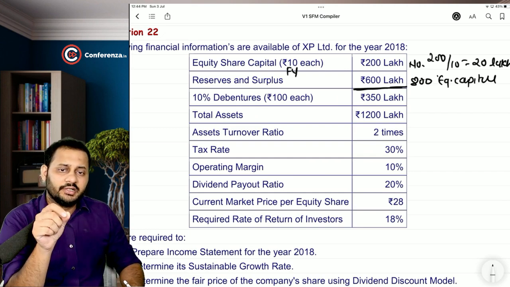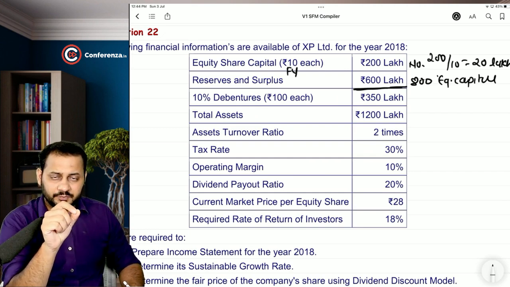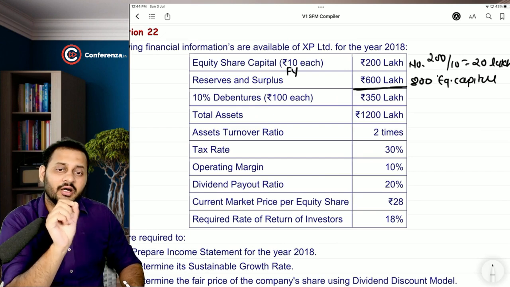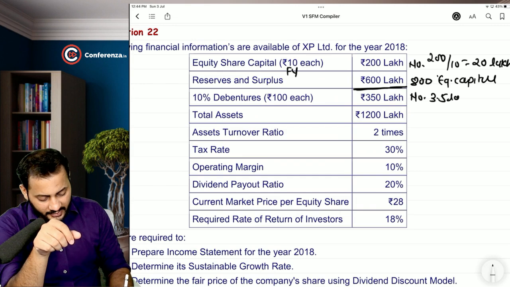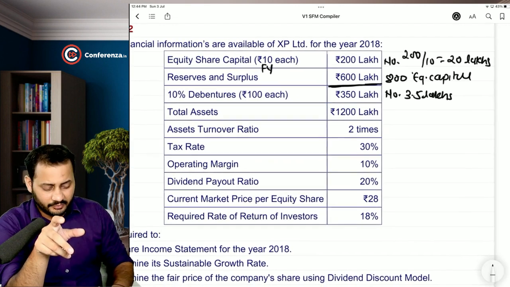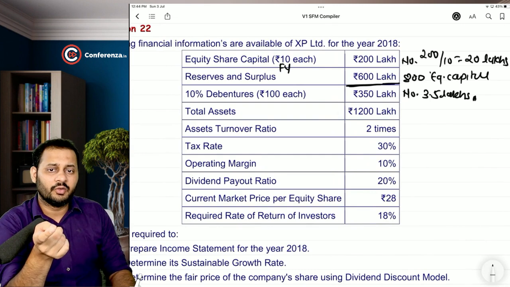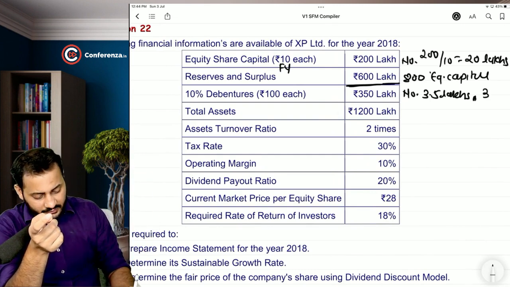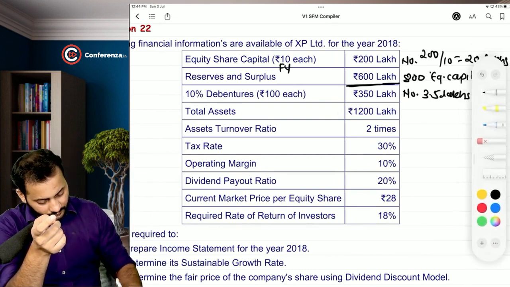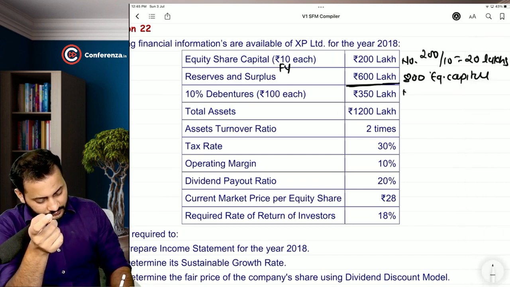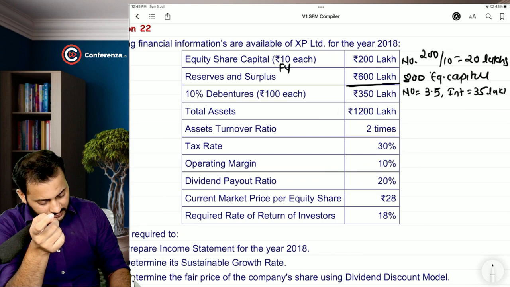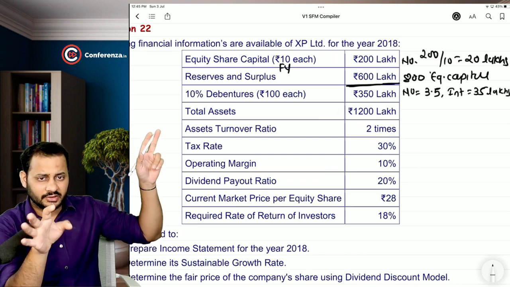So 10% debentures of rupees 10 each, sorry, 10% debentures of rupees 100 each. So the total number of debentures will be 3.5 lakhs, am I right? 350 divided by 100, and the interest amount will be 35 lakhs. Interest on debentures: numbers will be 3.5, interest will be 35 lakhs. Okay. Then the total assets are 1200 lakhs.